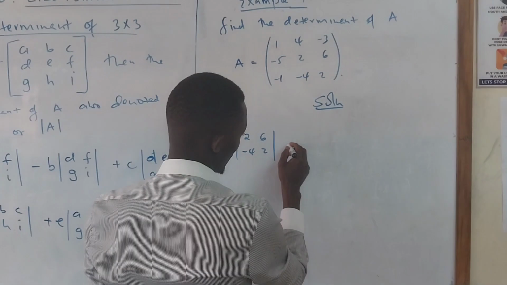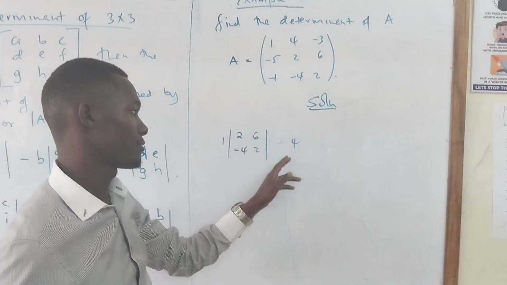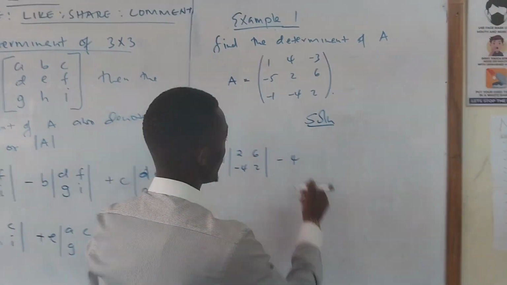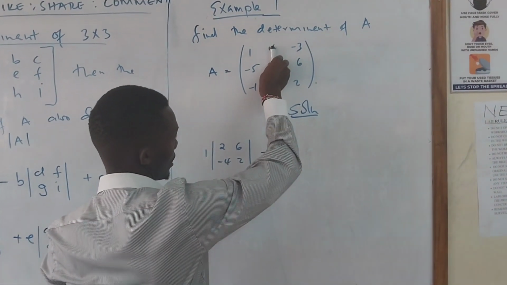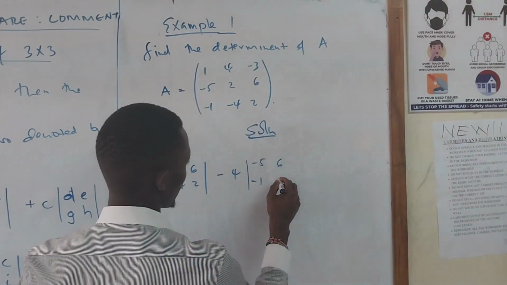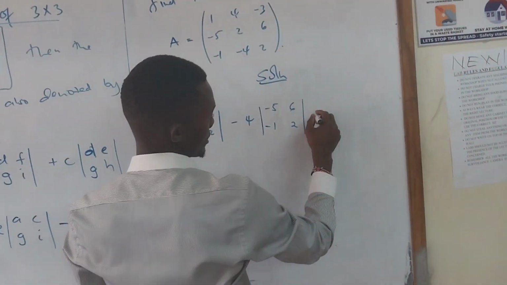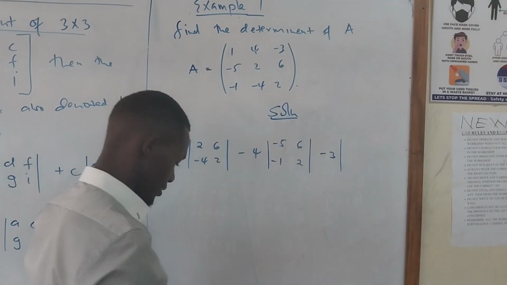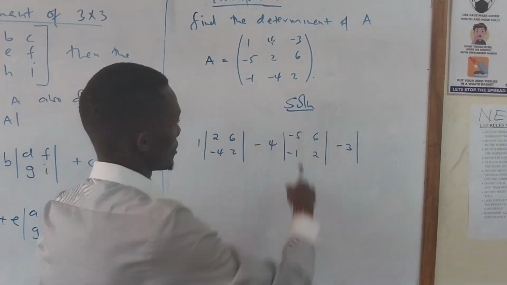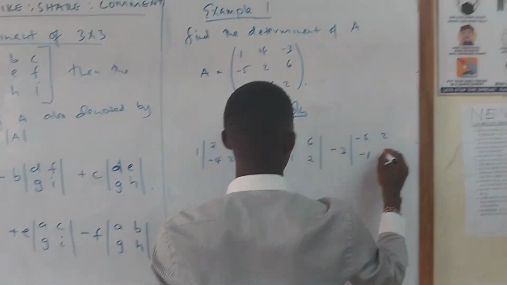Then the sign here is negative. By any chance, if this number is negative, negative will change to be a positive, but now it's a positive, so it just remains to be the negative there. So close this column and this row, remain with negative 5, 6, negative 1, 2. Then plus, so it is plus minus 3, so it's just minus 3. Here it's plus, but the element is minus 3, so plus minus 3 is just minus 3. Then close this and this. So you remain with negative 5, 2, negative 1, negative 4.